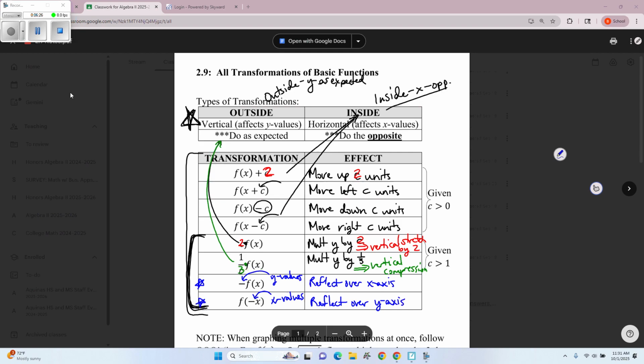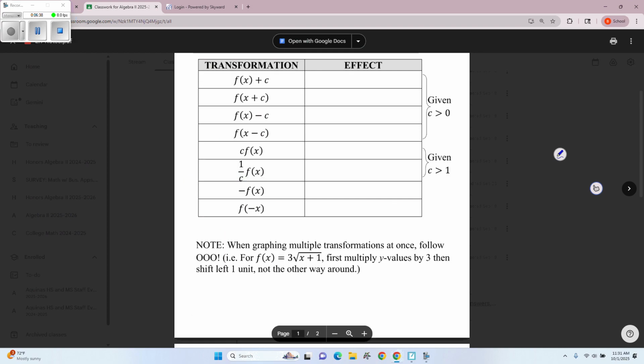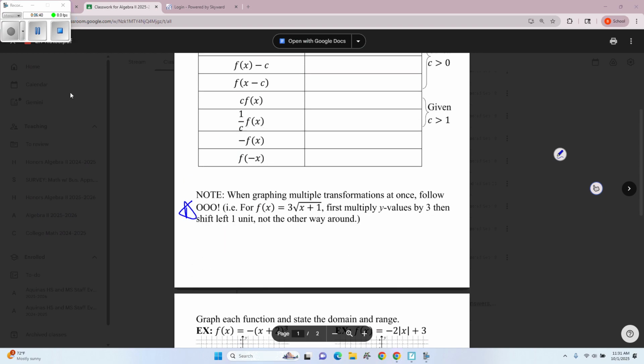So one of the things that becomes tricky when we put all of these transformations together, like all of the things in this table together, is which one do we do first if multiple transformations occur? So next thing I'd like you to look at is just this little note right here. We're not going to actually do this example, but when I say when we've got multiple transformations happening, we follow the order of operations. So we're really thinking here some PEMDAS, right? That's what we're thinking.